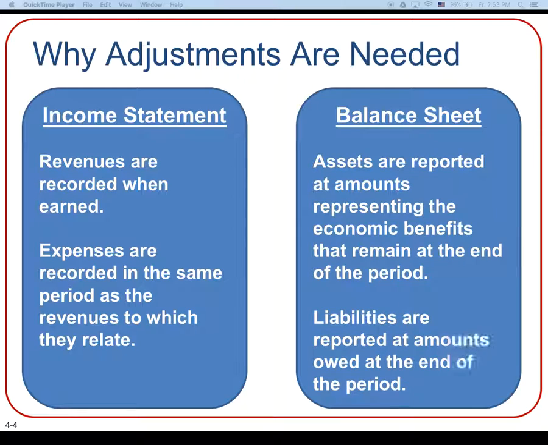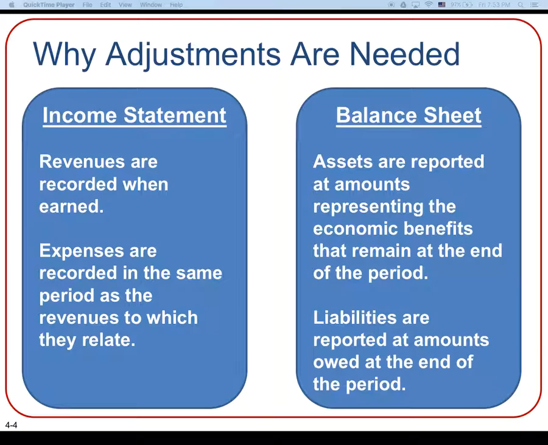So in the balance sheet, we also need adjustment. The adjustment is needed to make sure the assets are reported at an amount representing the economic benefit that remains at the end of the period. What does this mean? A lot of the time we have accounts receivable, right? Initially we had a transaction saying that we earned the revenue, but we don't necessarily receive the cash. So we have accounts receivable, right? When cash actually is paid, we have to adjust it, making sure that we record the cash and decrease the accounts receivable.